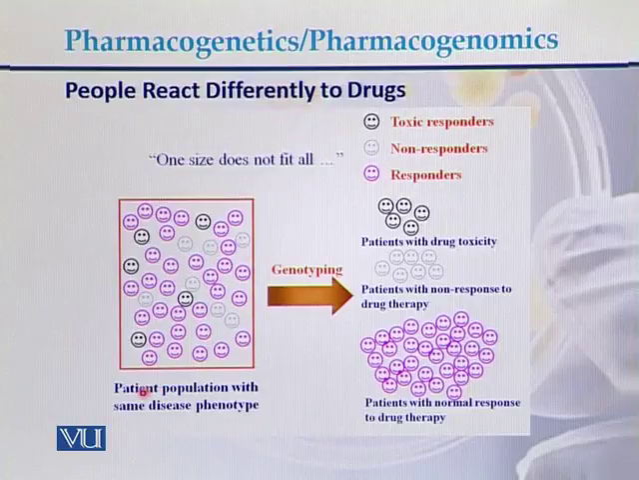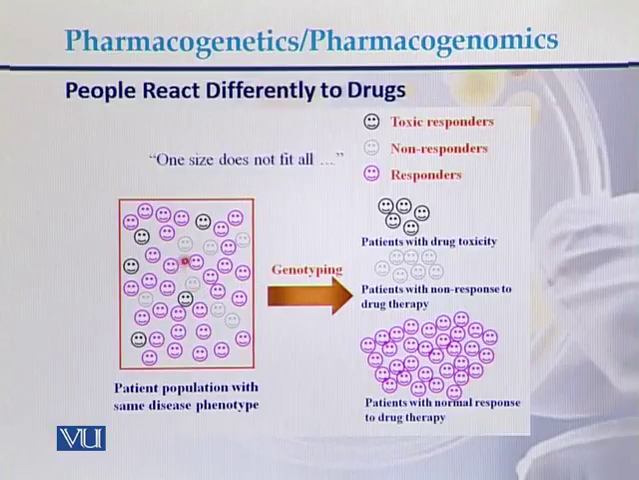Here is an example: a patient population with the same disease phenotype. This is a population of patients that have the same phenotype. While performing genotyping, some of the patients have a normal response to drug therapy. So these people respond to drug therapy as normal. While there are some individuals, patients with non-response to drug therapy. They do not respond to the drug therapy, and there is another class of patients, those with drug toxicity.